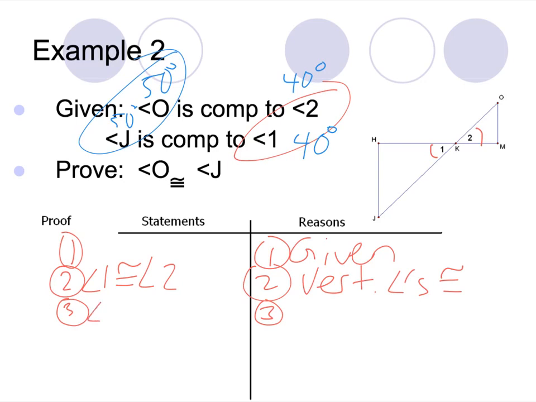All right, so angle O is congruent to angle J. Complements of congruent angles are congruent. America.